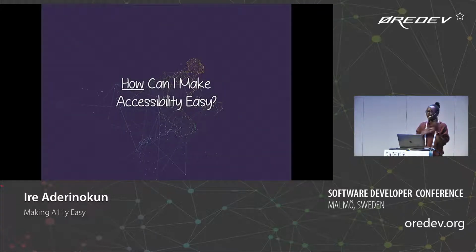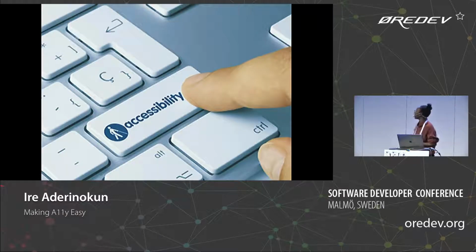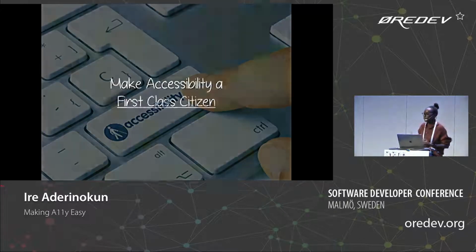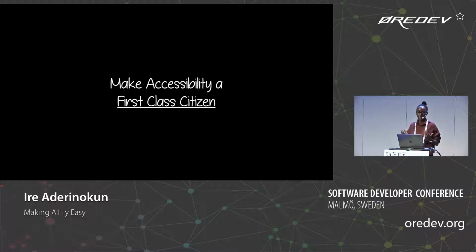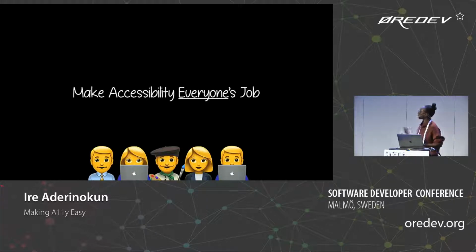Okay, so finally, how do we make web accessibility easy? So unfortunately, it's not as simple as just pressing a button and everything becomes accessible. If it was, that would be amazing, but unfortunately it isn't. The real reason is to make accessibility a first-class citizen within your organization and make it as important as other things like performance or design or anything else like that. And what's also really important is making accessibility everybody's job, so not just the front-end developer.